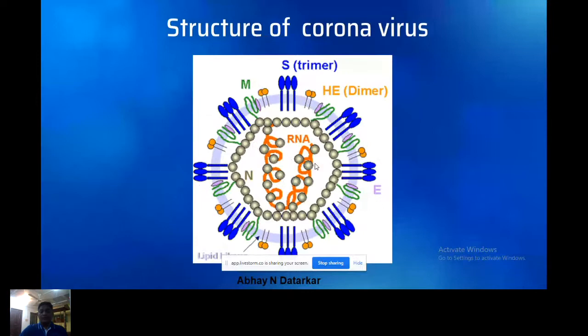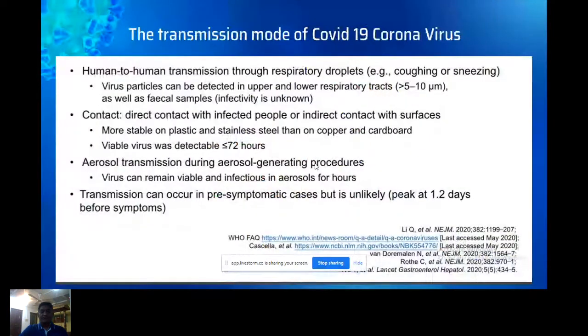Okay, everybody knows the modes of transmission. There are many things which have been given by the World Health Organization, but there are two very important ways this particular virus gets transmitted among humans. Either it is transmitted from human to human through respiratory droplets, which come through coughing or sneezing, or through what we call fomites.